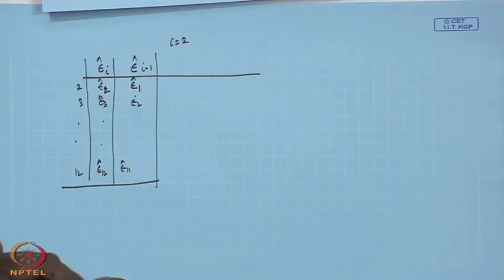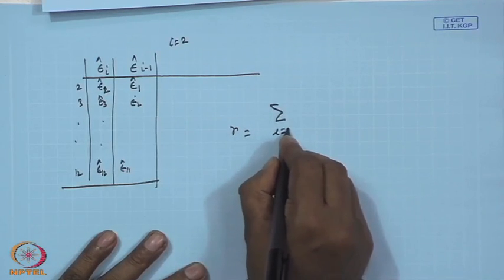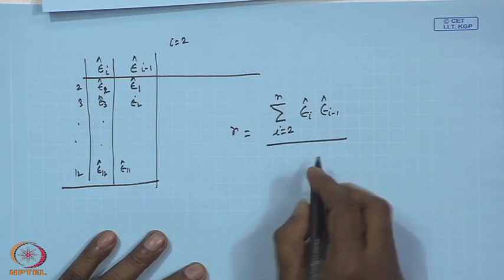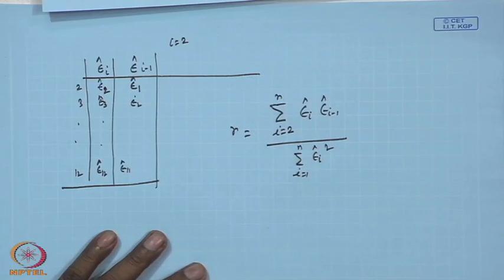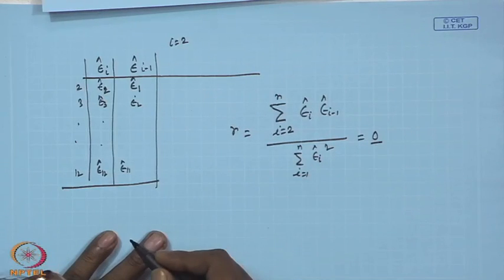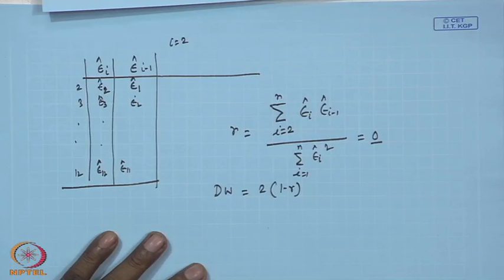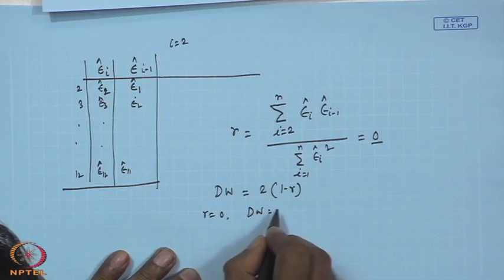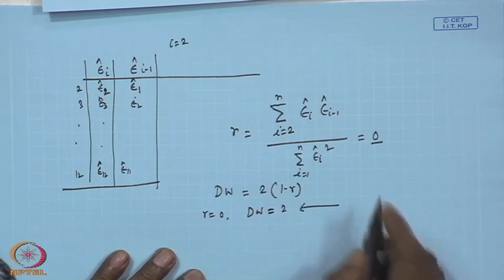You can go for different lags also, and then the r value will be the sum total for i equal to 2 to n of epsilon i cap times epsilon i minus 1 cap, divided by the sum for i equal to 1 to n of epsilon i cap squared. This is the correlation, and this value should be 0. Now, there is a relation between DW and this correlation coefficient: DW is approximately 2 minus r. So, when r equal to 0, DW equal to 2. So, in the Durbin-Watson test, if this value is 2, it indicates no correlation.